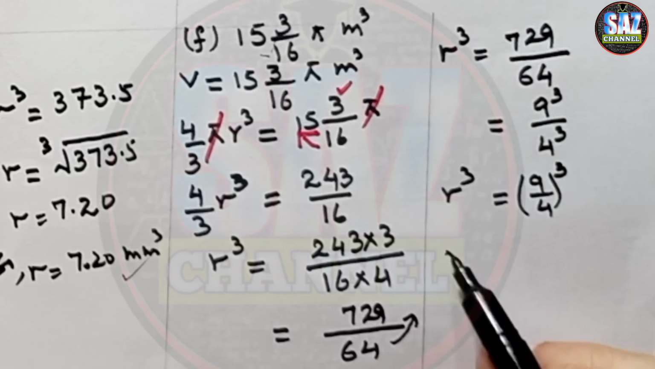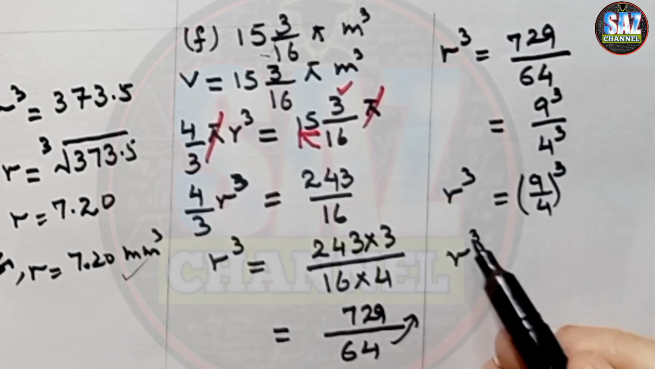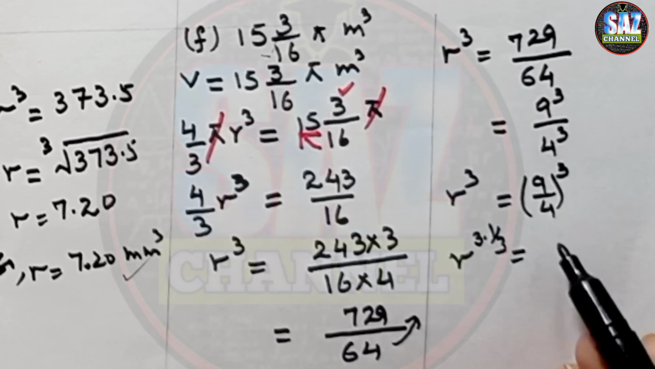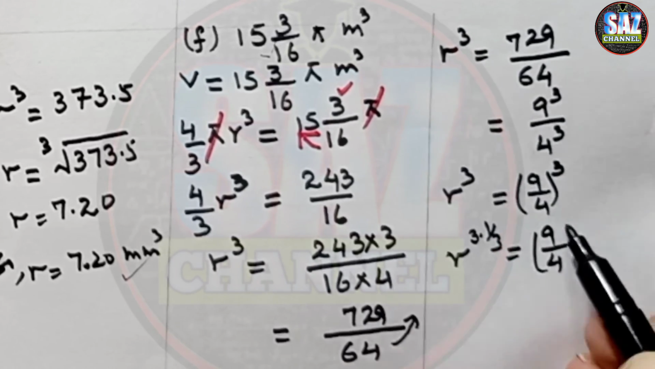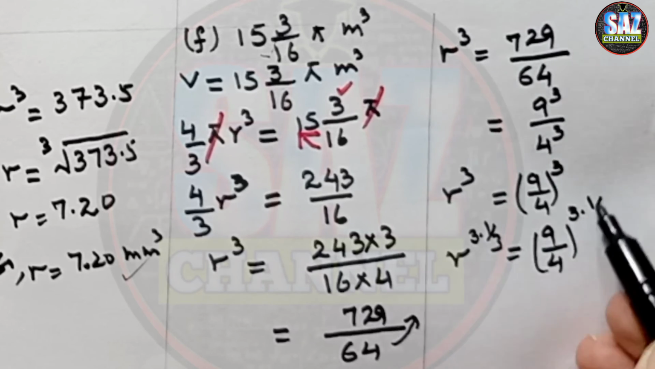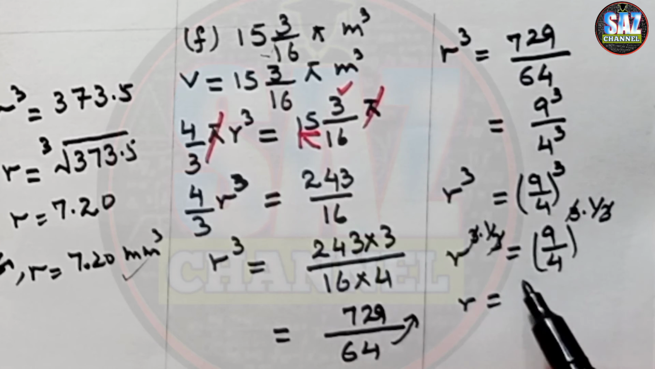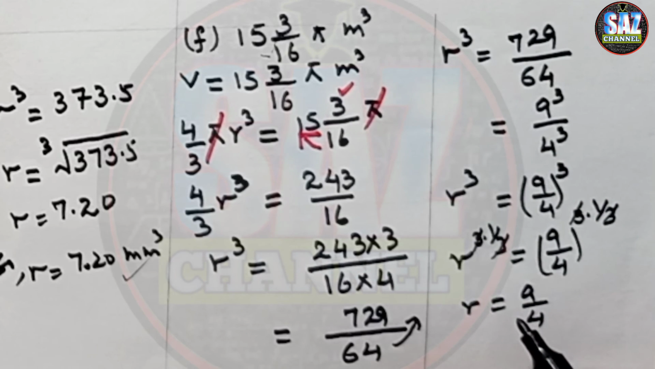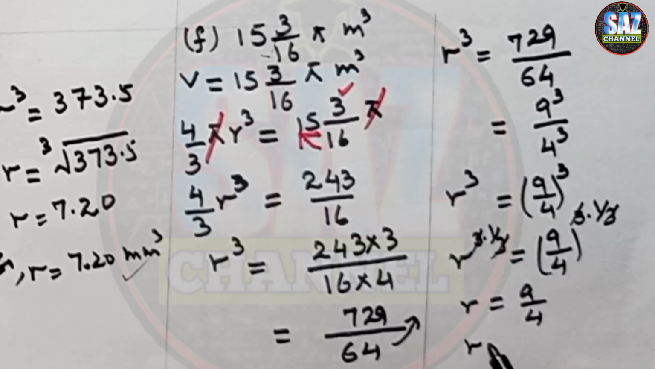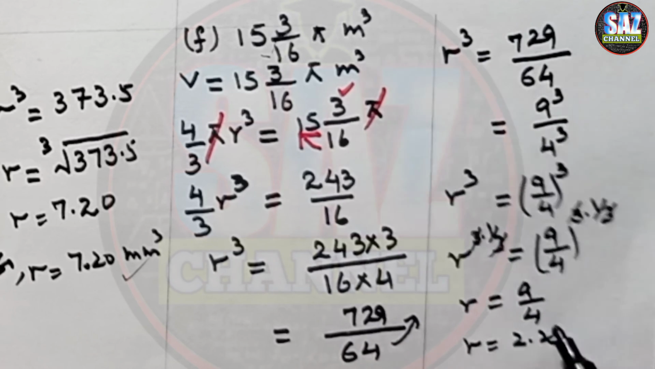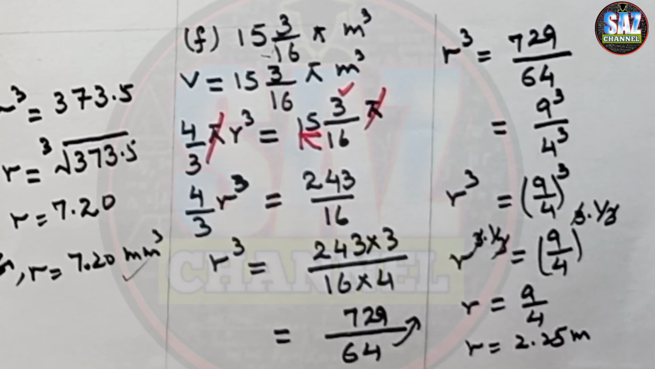r cube equals that, and r equals, when I take the cube root on both sides, 9 by 4 raised to the power of 3 multiplied by 1 by 3. This will go, so r equals 9 by 4, and 9 divided by 4, if I am not mistaken, is 2.25. r equals 2.25 meters.